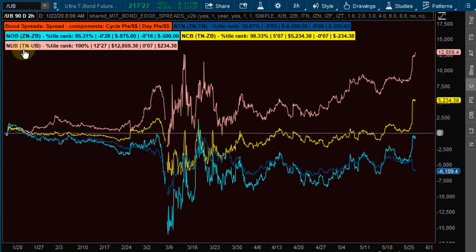TN UB. This is 10s to 30s. 2s, 10s, 10s, 30s. Usually they talk about the middle and the front end of the curve being 2s, 10s, the back end being 10s all the way out to 30. Percentage rank. What this says is over the course of the cycle, right now it's at its 100% rank. So going back to the beginning of the year, this spread, this relationship, 10s to 30s, it's the highest it's been. But 10s to 30s, what about right before that?